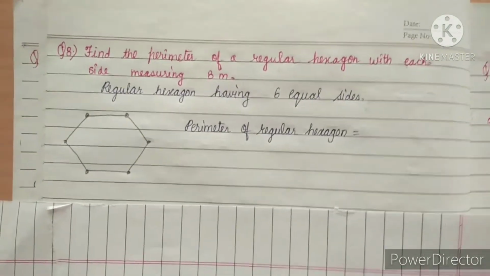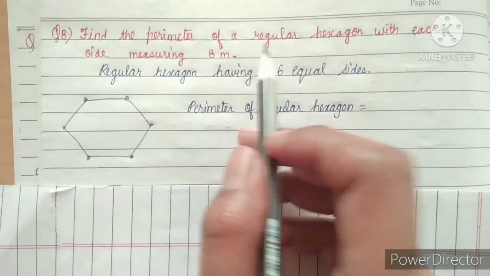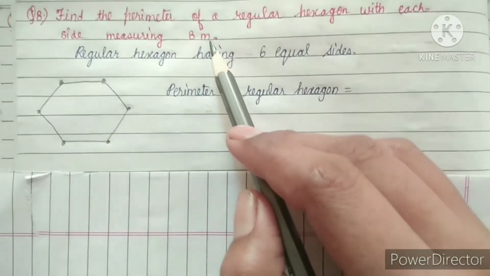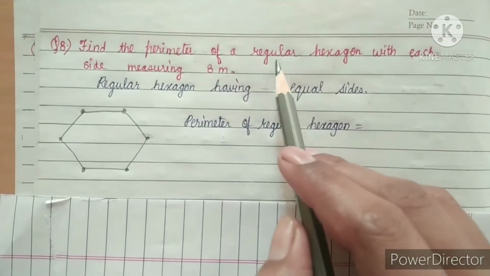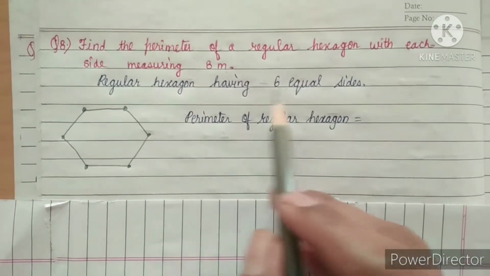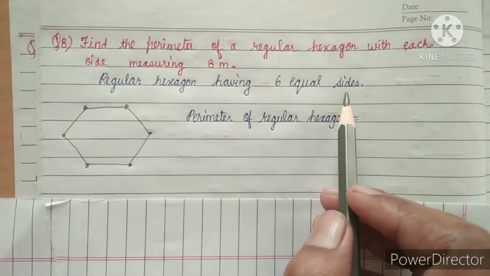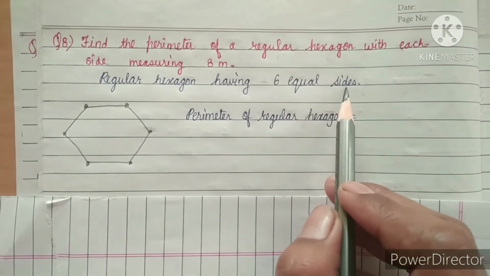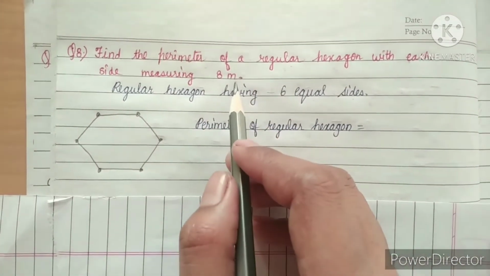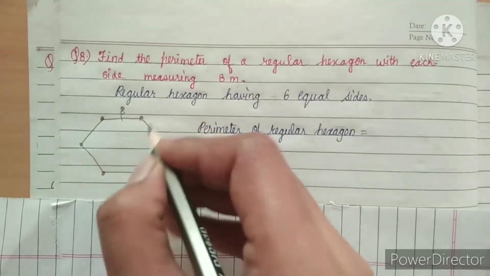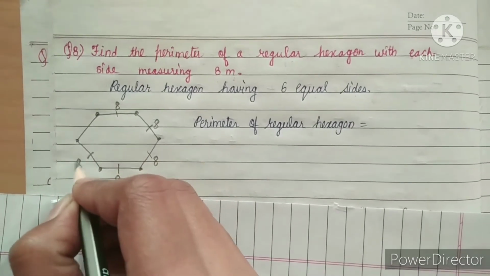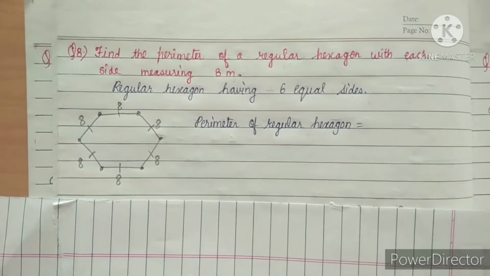Now question number 8 is, find the perimeter of a regular hexagon with each side measuring 8 centimeter. Here we have 8 meter and the figure is a regular hexagon. A regular hexagon is a figure having 6 equal sides. So a regular hexagon looks like this. Each side is 8 meter. If here is 8, here is also 8 meter, here is also 8 meter, here is also 8 meter, here is also 8 meter and here is also 8 meter.